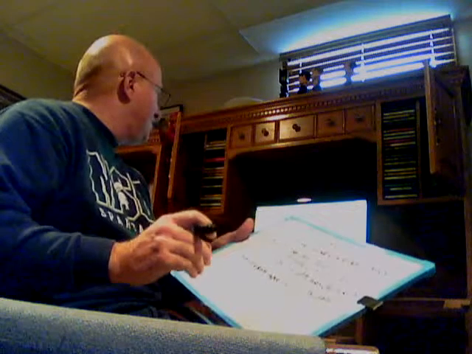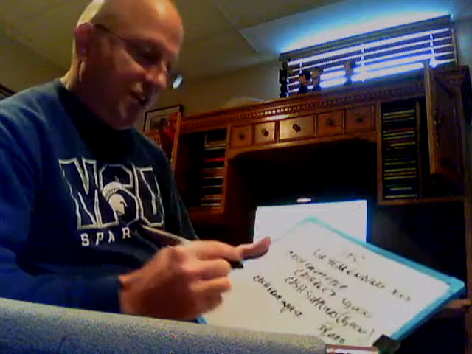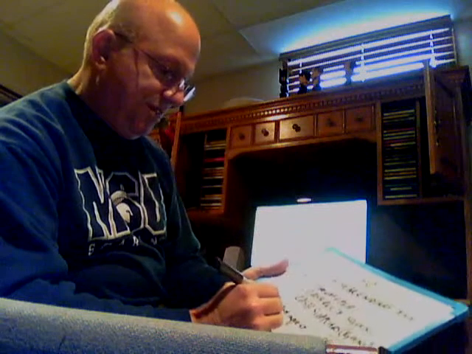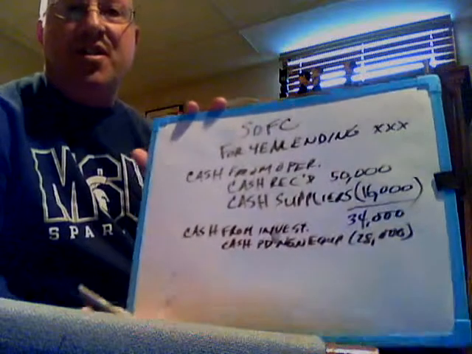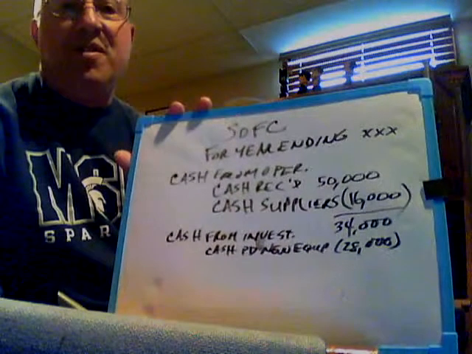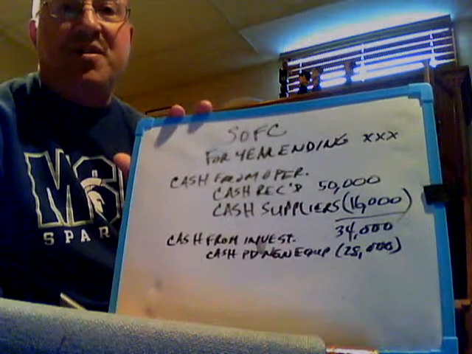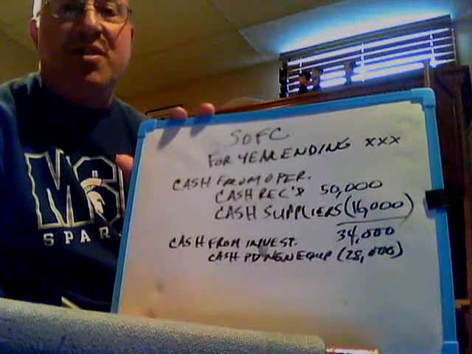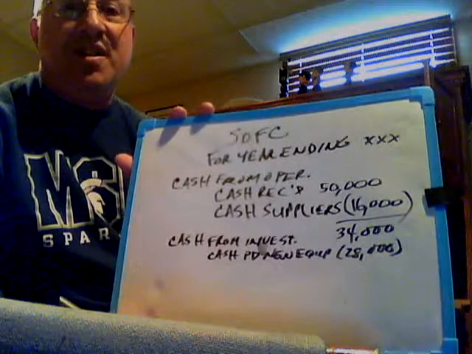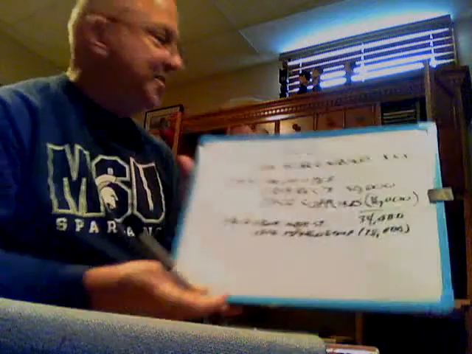Okay. The next thing is the cash flows from investing activities. And in this case, we just had the one item, cash paid for new equipment. And this too was cash that went out the door. So that's a negative. So thus far, we've netted 34,000 cash from operations. We've spent 28,000 in investing activities on this new equipment.